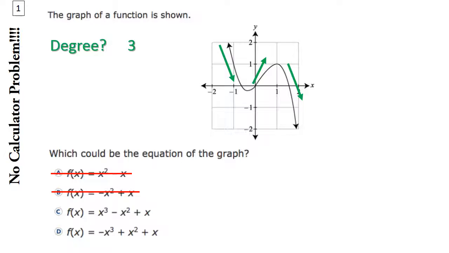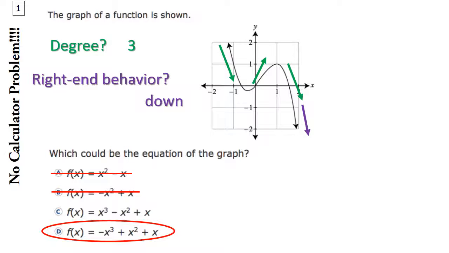And so how do we figure that out? Well, there's other stuff we can figure out. Probably the right end behavior. Now the right end behavior on this one goes down, and that translates to a certain part of the equation, and it's our A, our leading coefficient. So we know that down means the A is going to be negative. Only one of these is like that, and that's D. So we know our answer has to be D on this graph. Negative x cubed plus x squared plus x. It's the only one that's degree 3 and has a negative leading coefficient.